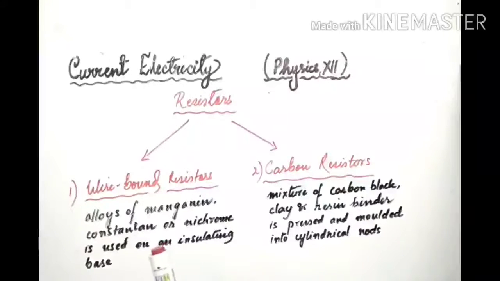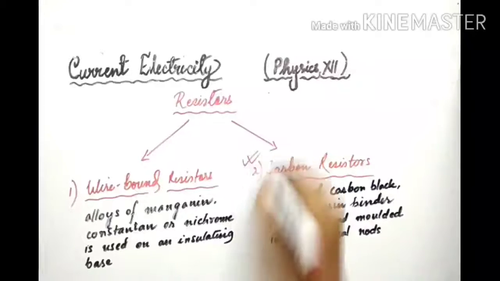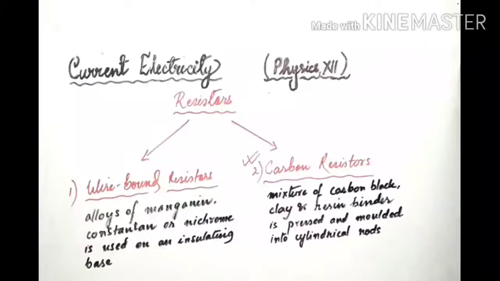In comparison to it, carbon resistors are a mixture of carbon black, clay and resin binder, and are pressed and molded into cylindrical rods. These are very tiny in form, and very easy to use, and in most of the electronic circuits this type of resistor is preferred. There are other reasons also why this is very much preferred.